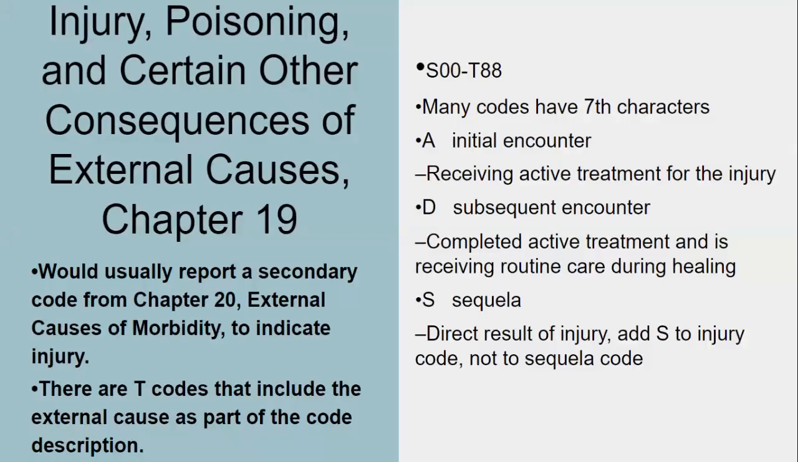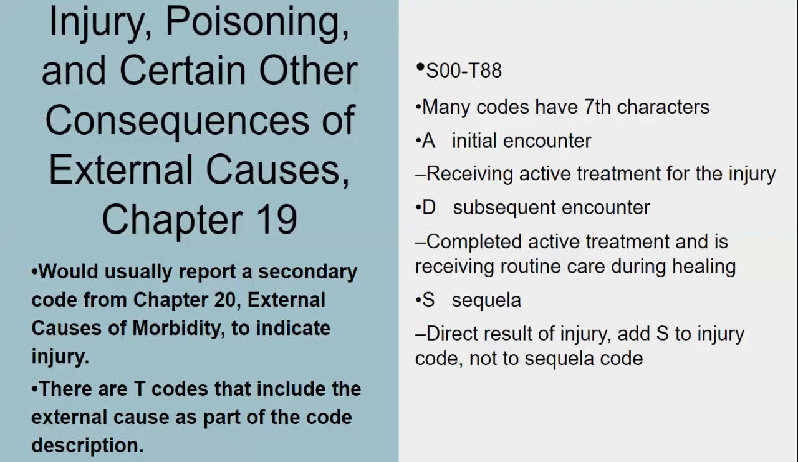Now we're going to chapter 19, Injury, Poisoning, and Certain Other Consequences of External Causes. Chapter 19, S00 through T88. Many of these codes have 7 characters. So you guys remember that we talked about 7 characters in our coding shout out.